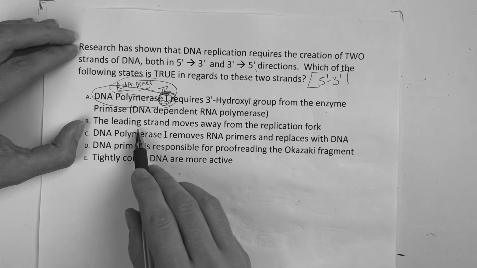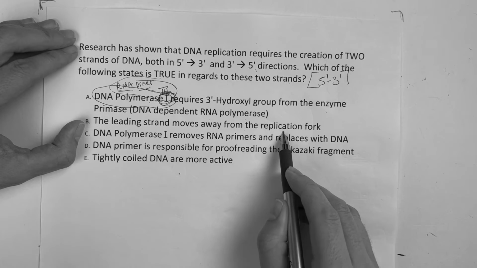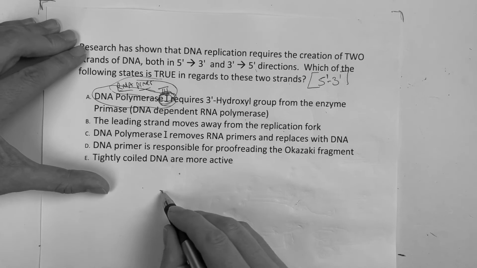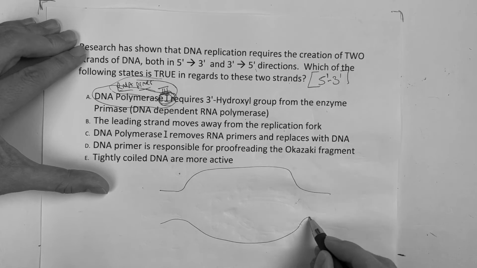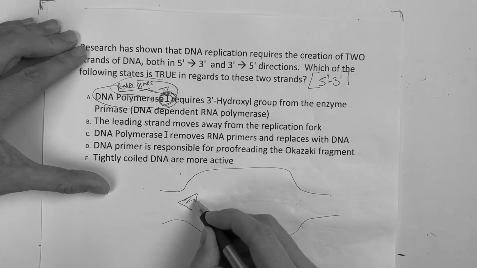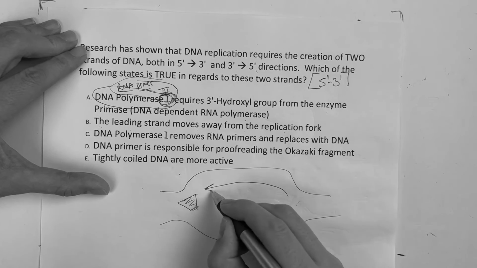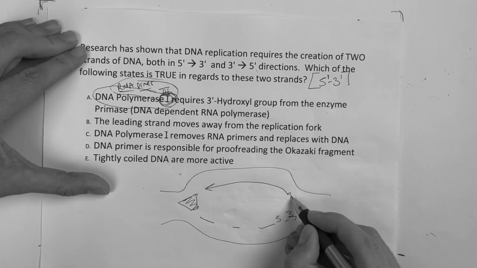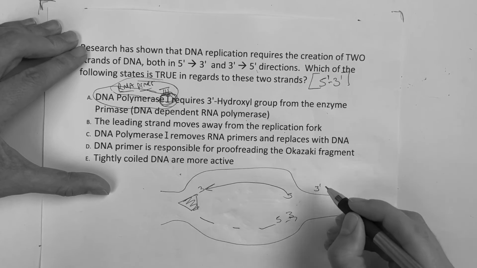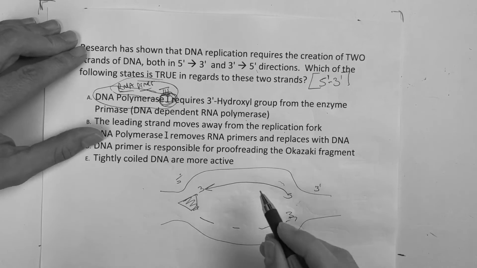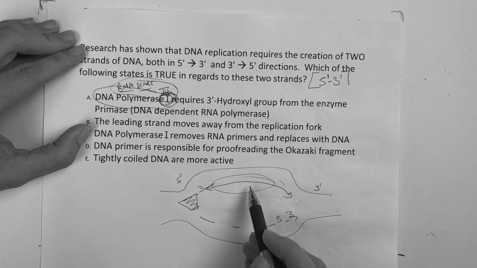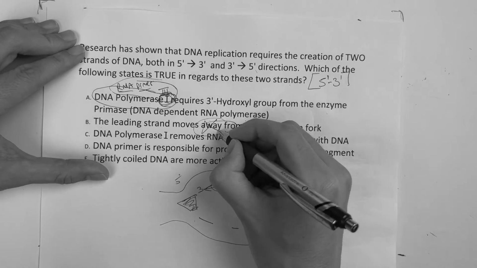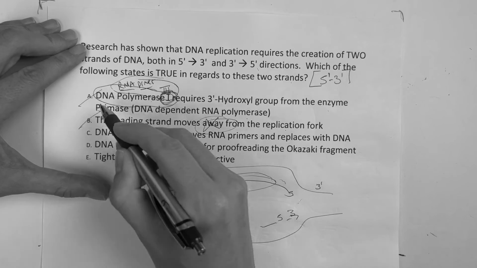B, the leading strand moves away from the replication fork. Now, when we talked about that, the leading strand, again, I got to know which direction we're going in. But if it's fragmented on the bottom, because I'm going 3' to 5', 5' to 3', therefore it's 3' up here and 5' there. So the leading strand is moving away? No, the leading strand is going to be moving towards the replication fork. Okay, so it should be towards. So it's definitely not B.